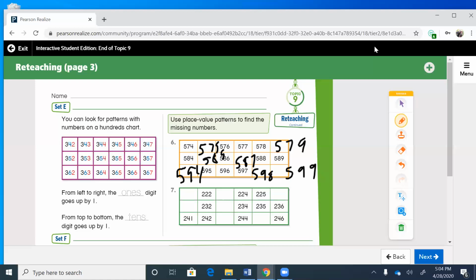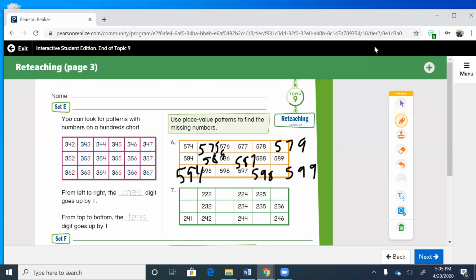So on this bottom one, let's just do it across. Let's just say that you're having trouble with skip counting by tens. That's okay. We can try and do it a different way. So it's tricky. The first number is missing. So we have to think. The second number is 222. So the hundreds are going to stay the same, right? And we're going by ones.